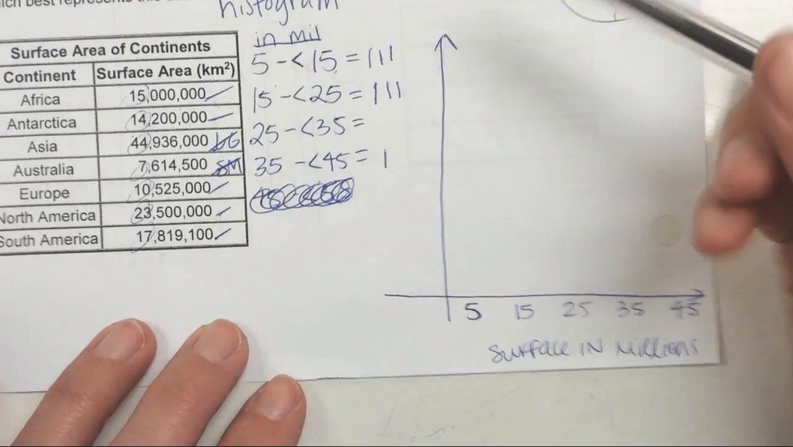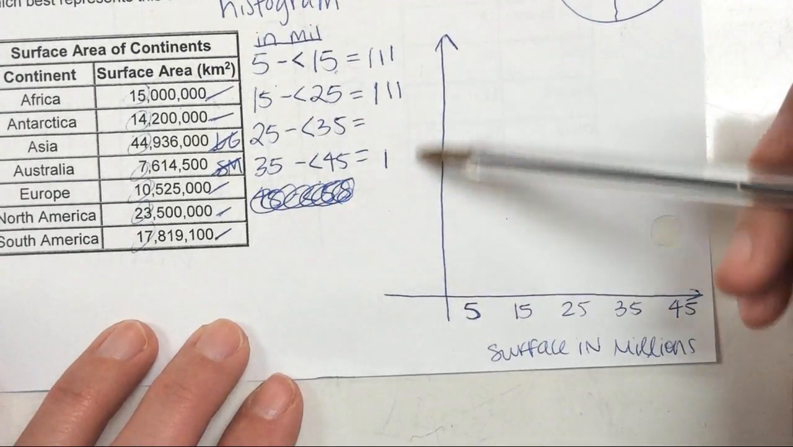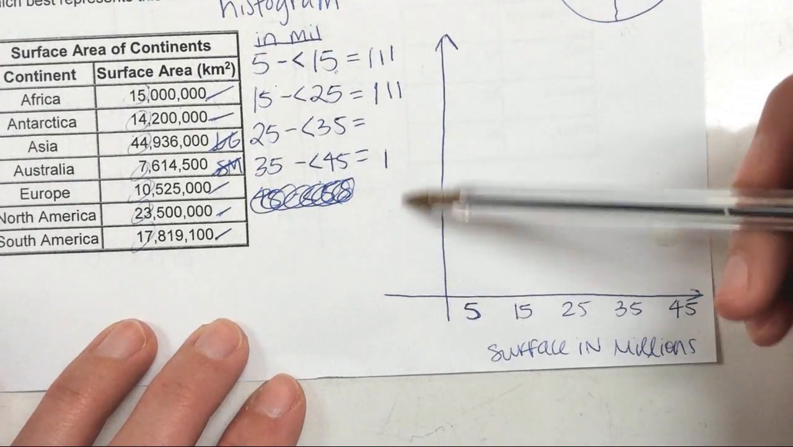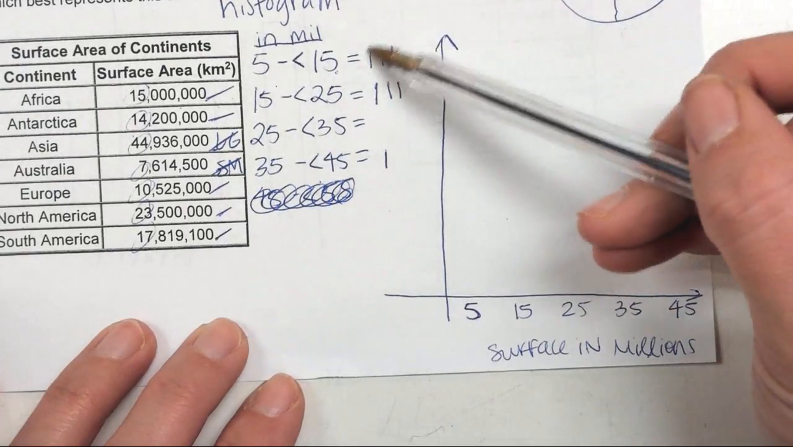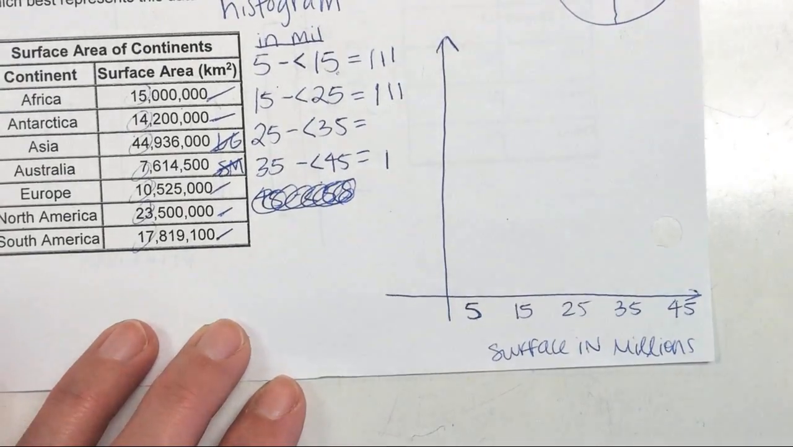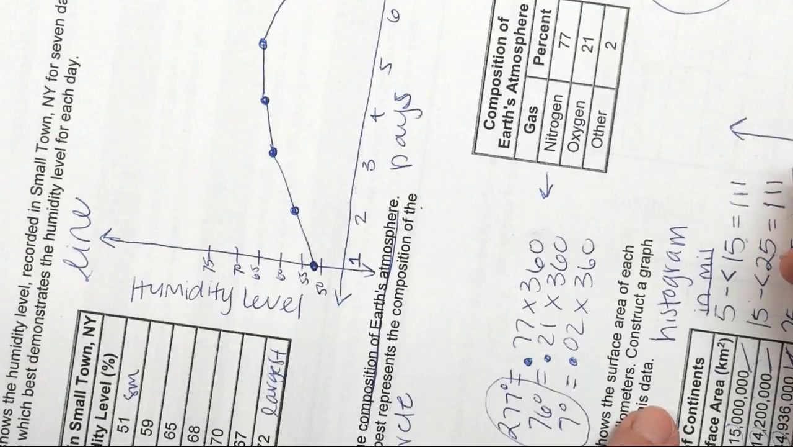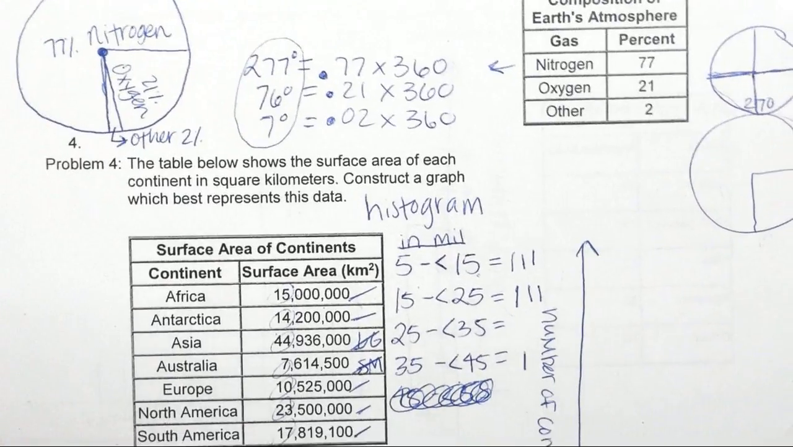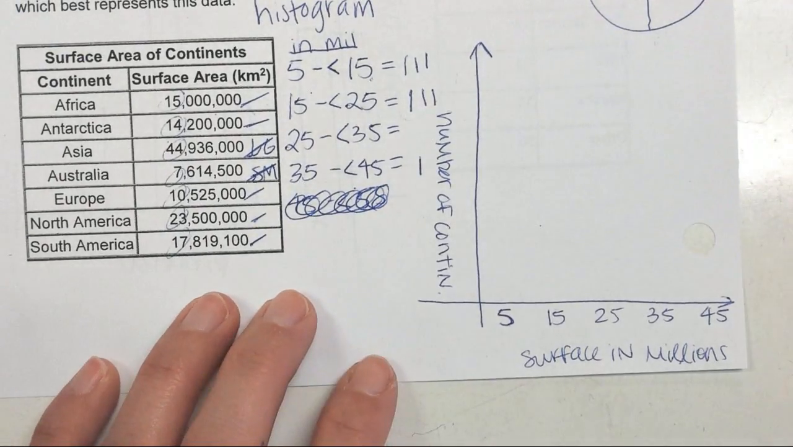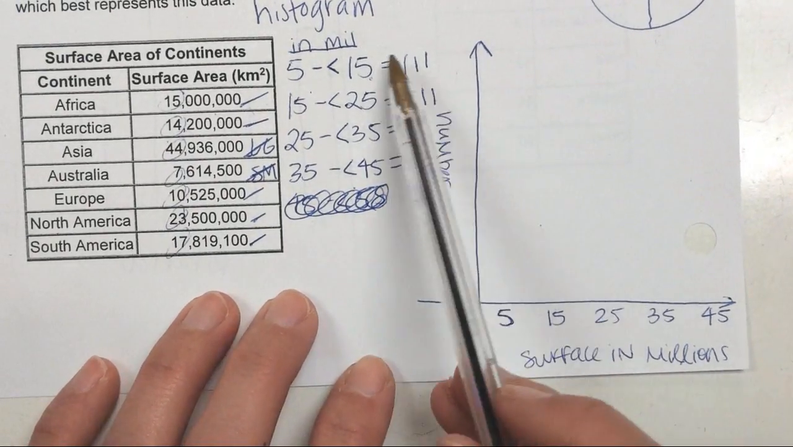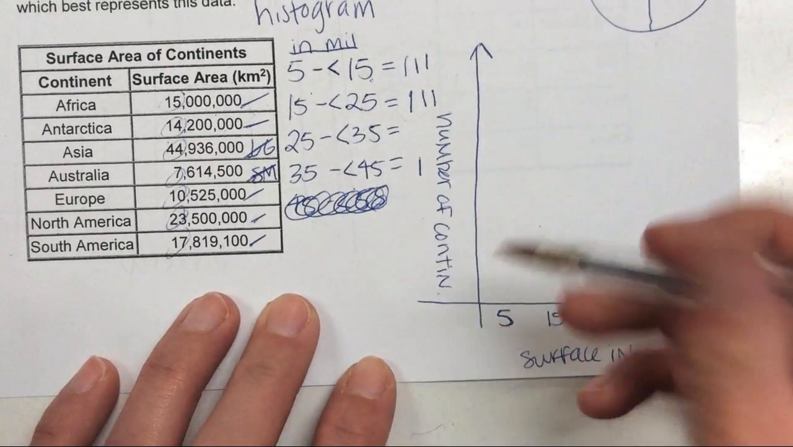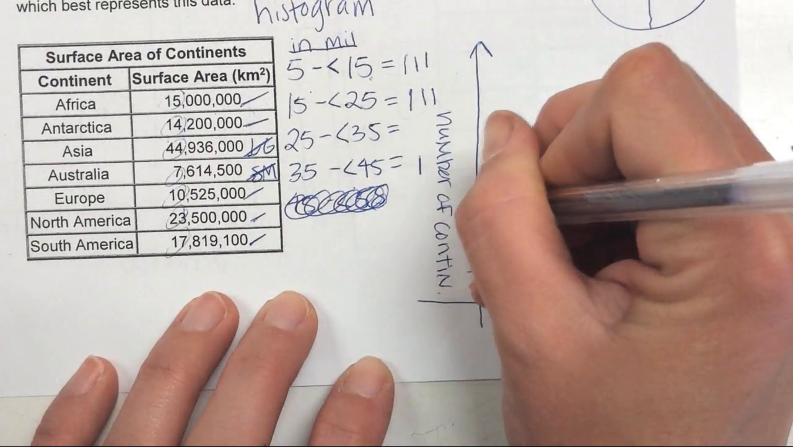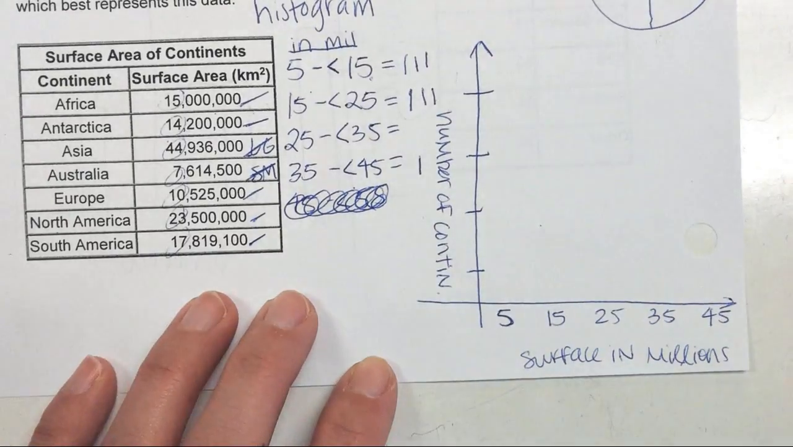What would we put on this side? Connor. Number of continents, right? Aren't these the number of continents in each group? Yes. So number of continents. And then we'd only need to go up to what? 4, because the most is 3 in each group. So we'll go 1, 2, 3, 4.